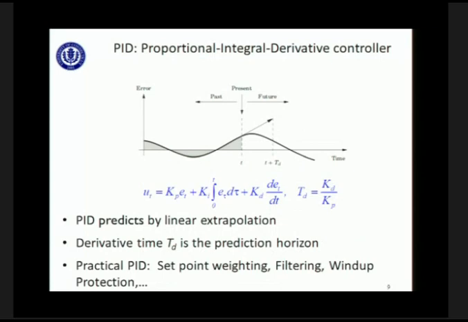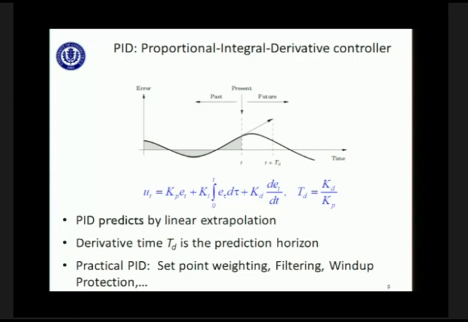And this is a very good way of illustrating what the PID does. So if this is the error signal, what PID is doing is taking the current error, that's my present, that's Kp times e(t), and then the integral of the error multiplied by the integral gain, and the derivative, de/dt, the slope, times the Kd. In fact, this TD can be thought of as the ratio of Kd by Kp, which is the horizon that you're looking at. Okay? So PID basically predicts by linear extrapolation of this error signal, and derivative time is this prediction horizon.